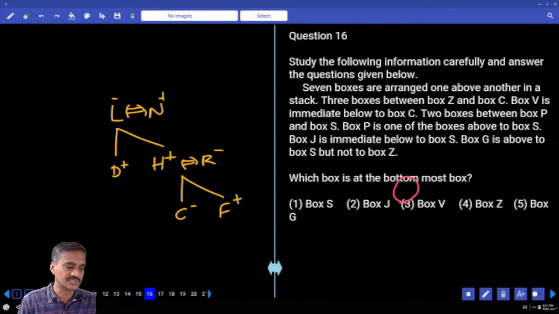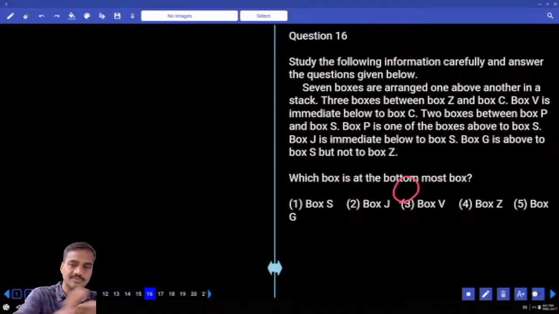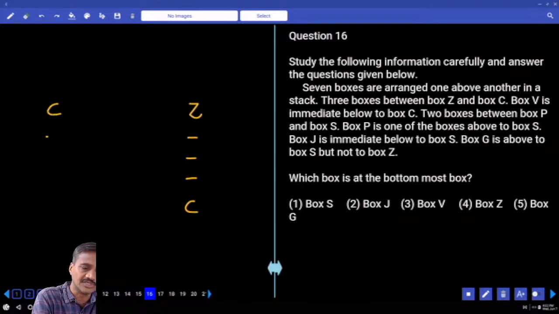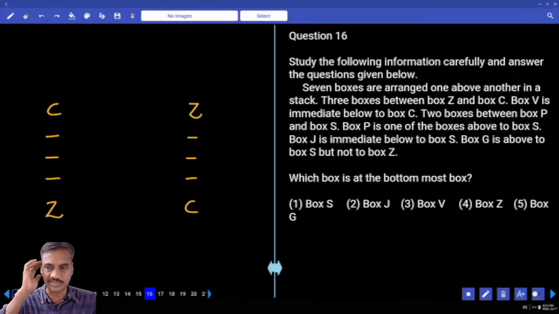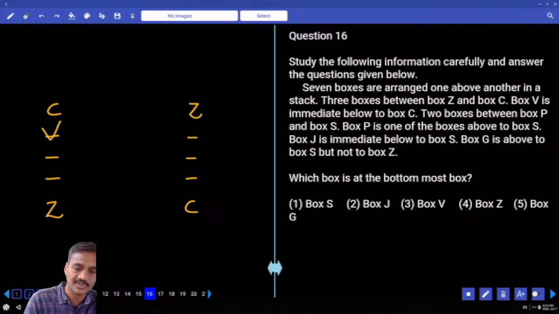The next one, 16 to 19. Now here it is based on boxes. There are some 7 boxes. 3 boxes are in between Z and C. Now Z is here, 1, 2, 3, C is here. Isn't it? And C is above this Z. 1, 2, 3, Z is here. Now 3 boxes between Z and C. And V is immediately below C. This is V. Now V is immediately below C.